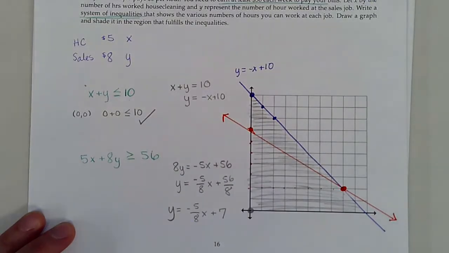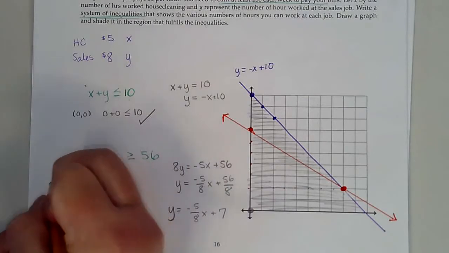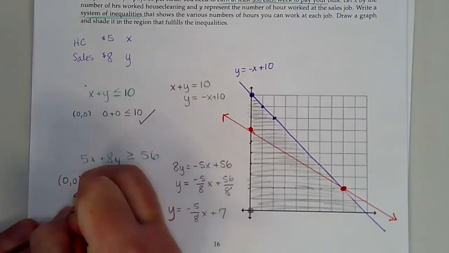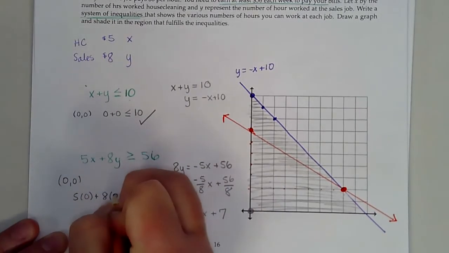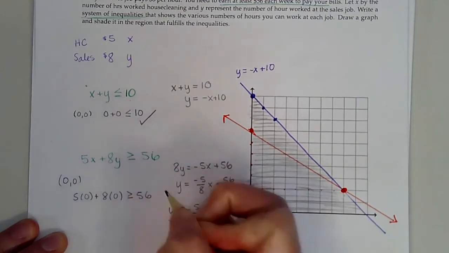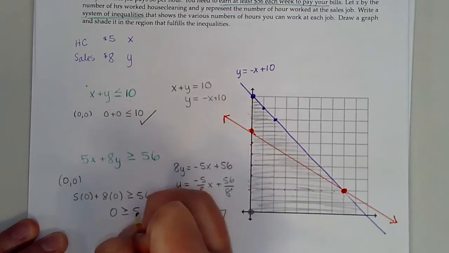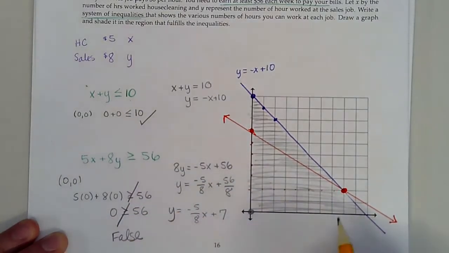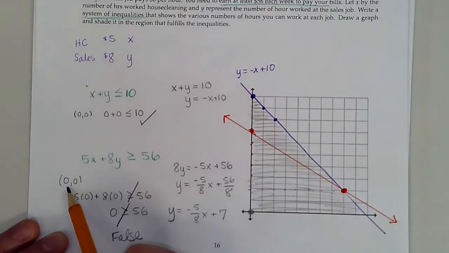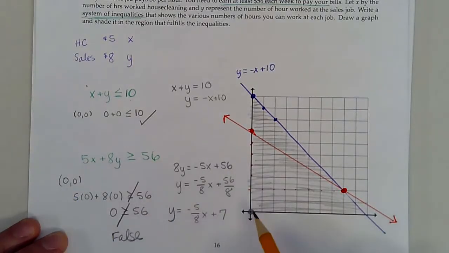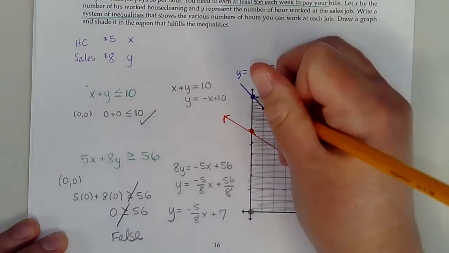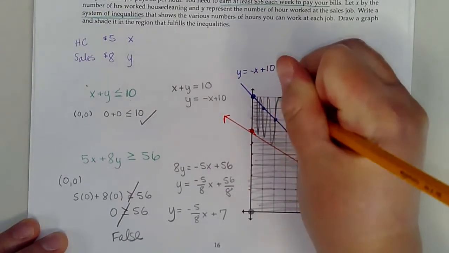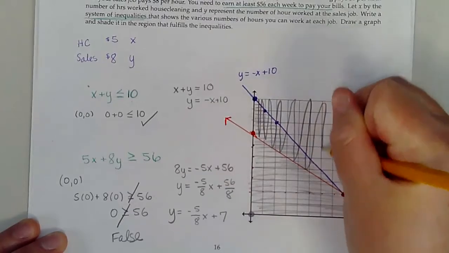All right, so let's use that 0, 0 point again. It's kind of a really nice one to plug in. So if I go with 0, 0, 5 times 0 plus 8 times 0, is that greater than or equal to 56? So in other words, is 0 bigger than 56? And that is definitely not true, which means the side of the line where 0, 0 is false. So anything under this line is false. So we want to shade the stuff above the red line.